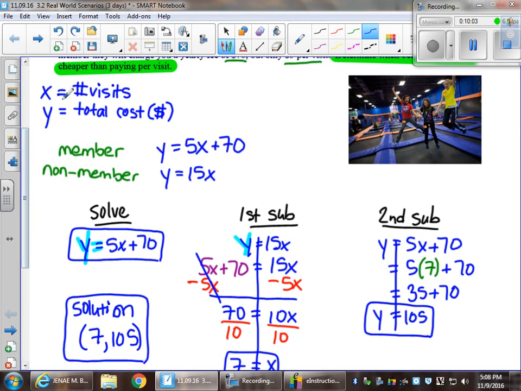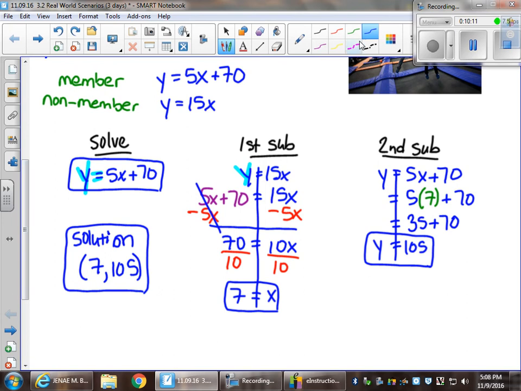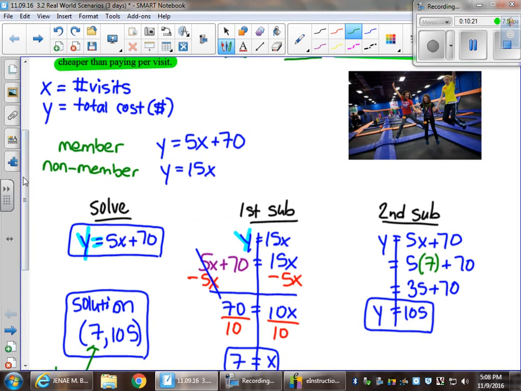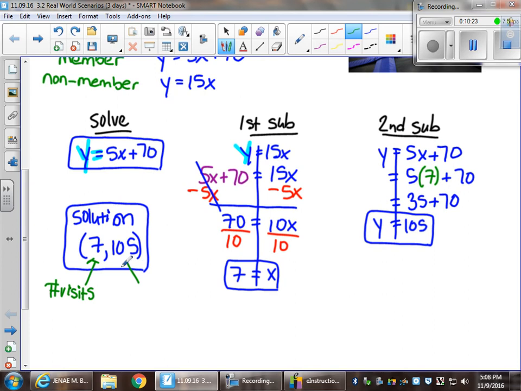This is where knowing how we defined our variables can really help. I know that x is 7. How do we define x right here? x is the number of visits. And then when I look at how we defined y, it is total cost. So this is the money.